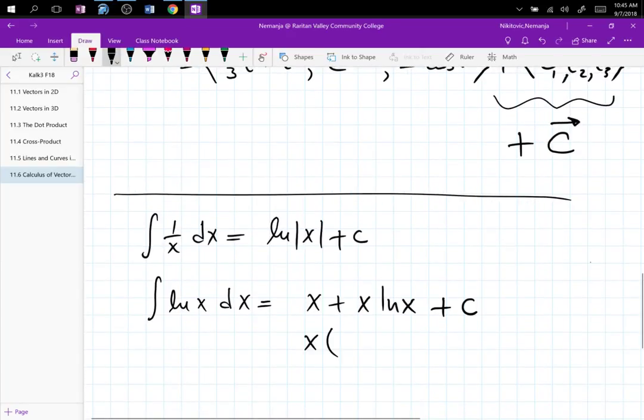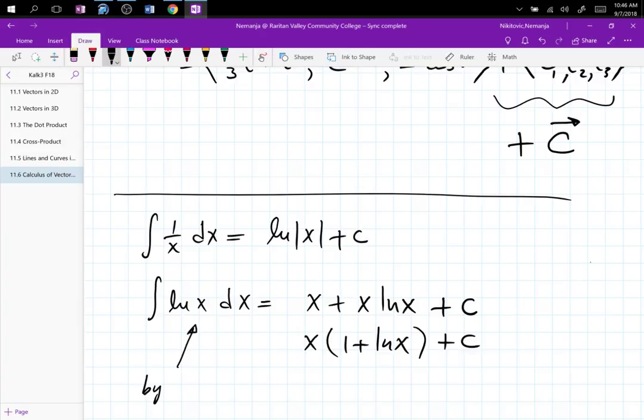Which you can also write this way. This is done by parts in 7.2. So you can go and figure it out. That's the only one that technically kills your grade.